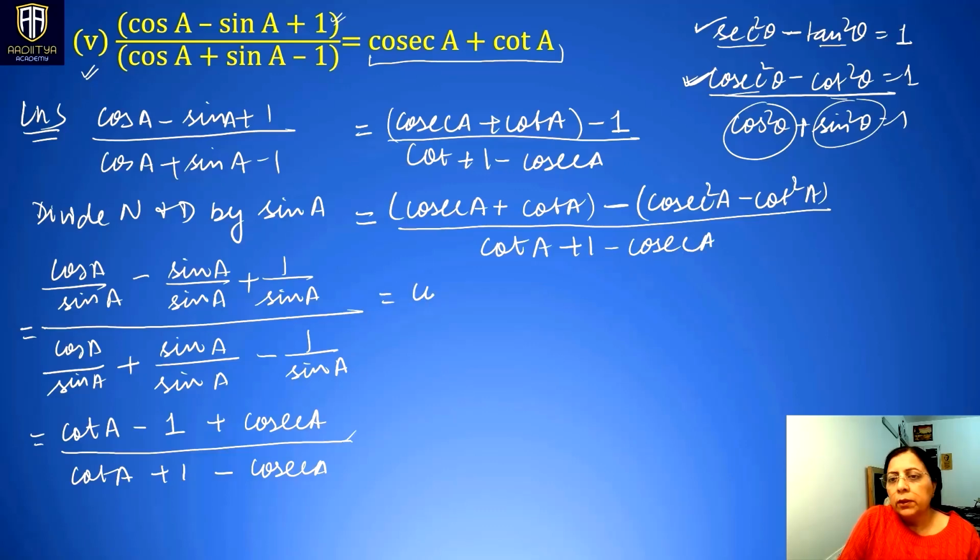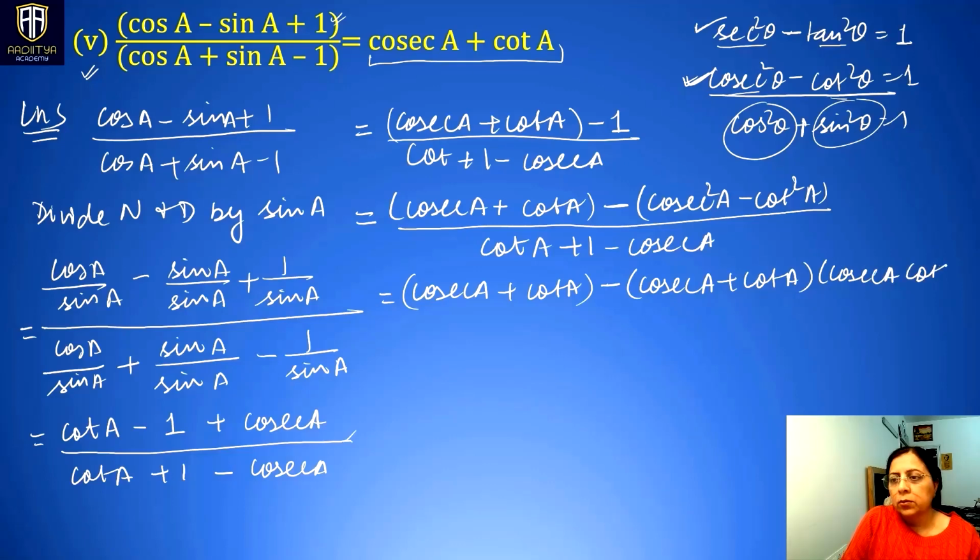So now in the numerator we have cosec A plus cot A in the bracket. Keep it in a bracket. Here you can write this as A square minus B square is A plus B, A minus B. Cosec A plus cot A, and then cosec A minus cot A. Right? Denominator remains same. Cot A plus 1 minus cosec A.